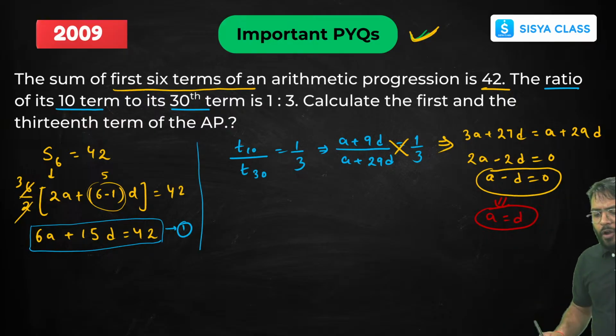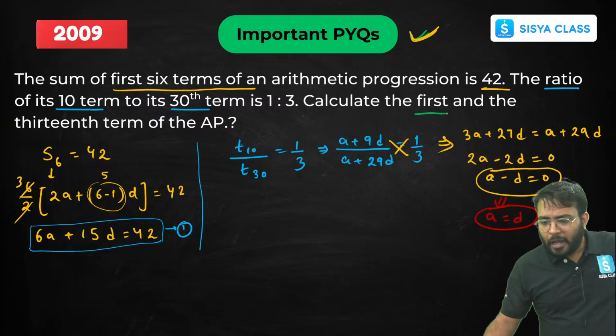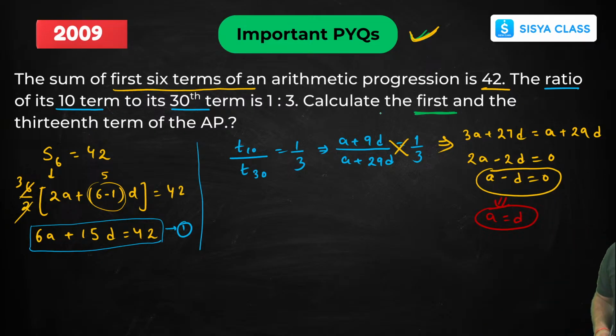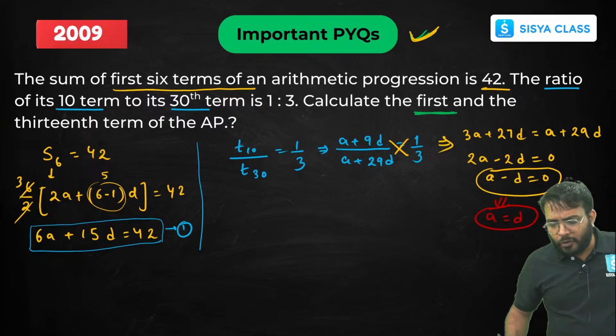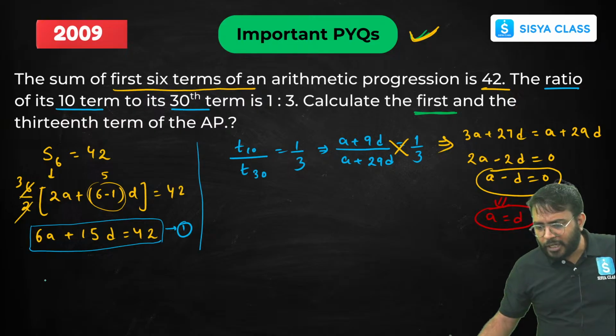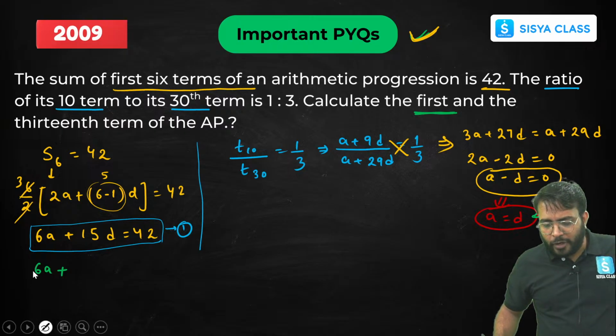Now what I can do is substitute my a value. What I want here is the first and 30th term. That means I want to find the value of the first term a and T30. So can we substitute d is equal to a? Why? Because a and d are both equal now. So what I am doing now is just substituting the d value in my equation 1. What will I write?